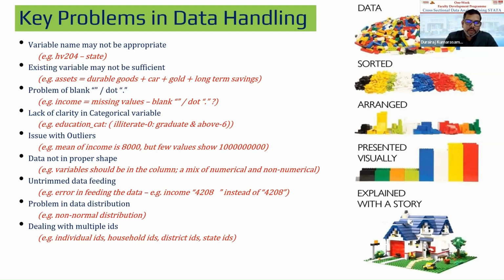The other one is dealing with multiple IDs. Like when you normally work with household survey data, there is the individual ID, household ID, district ID, state ID, depending upon the interest of your research. For example, if you wanted to do a district level study, then how do you deal with the individual and household IDs in the same data set? There are different transformation processes that you have to use to convert individual ID or household ID into district level data that you can use for analysis. So when you're dealing with multiple IDs, it depends upon the nature of your study. You have to address those IDs so that you are able to conduct your analysis. So these are the key major problems you encounter in cross-sectional data.